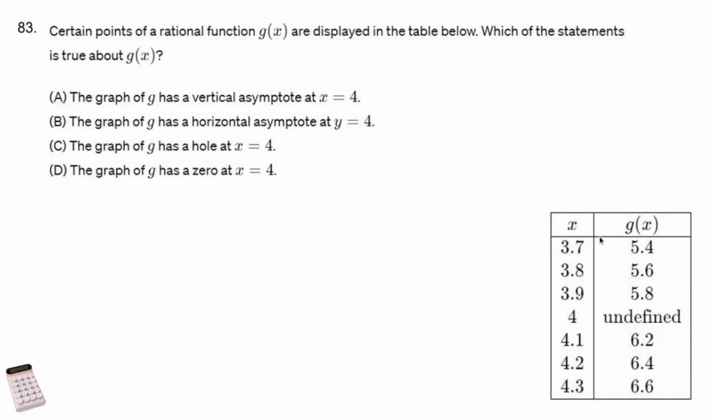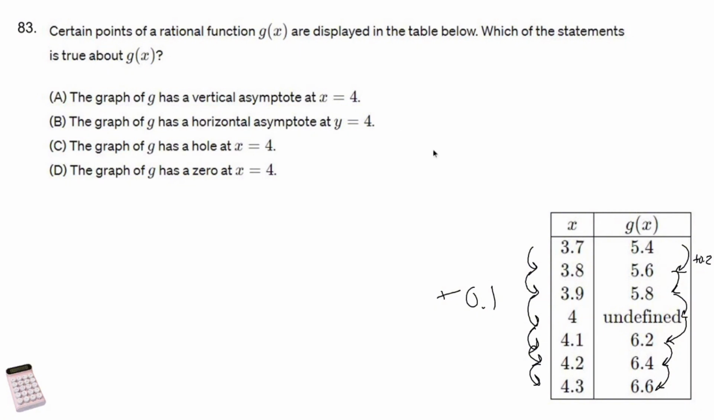Well, let's see what we have. We have x values that go up by very small increments. And it looks like this is pretty consistent, they go up by 0.1 every single time. This goes up by 0.2 every single time, except for right there where it's undefined.